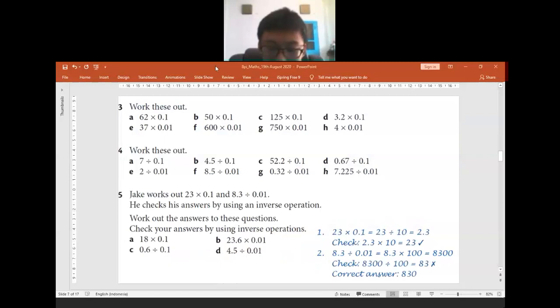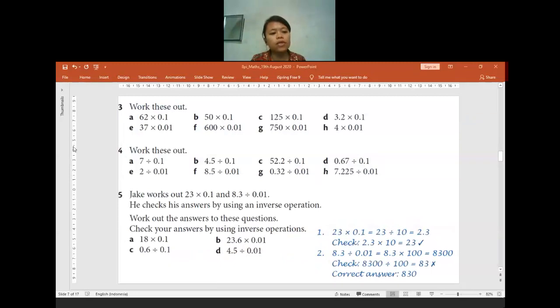For question 3, we have some numbers that we need to multiply. So now we have 62 times 0.1. What is the result? How many will it be? Yeah, it will be 6.2. And then for question B, 50 times 0.1. So it will be 5. 50 divided by 10 will be 5.